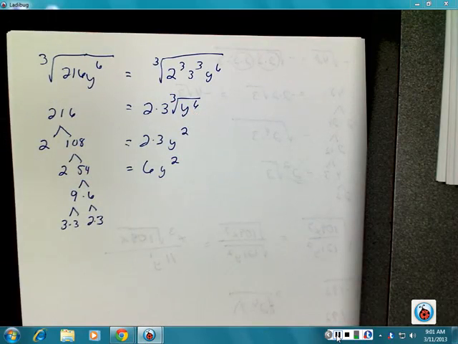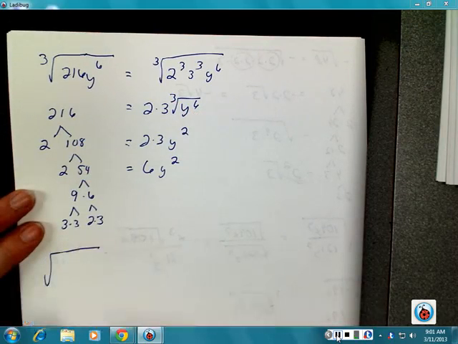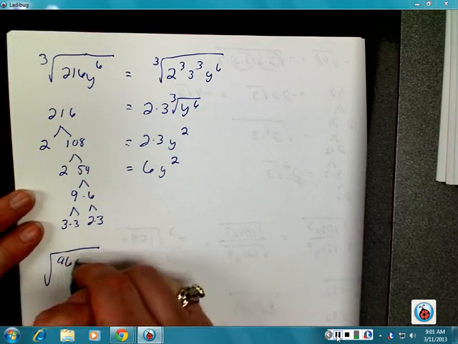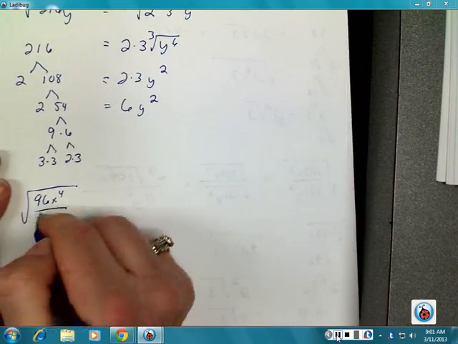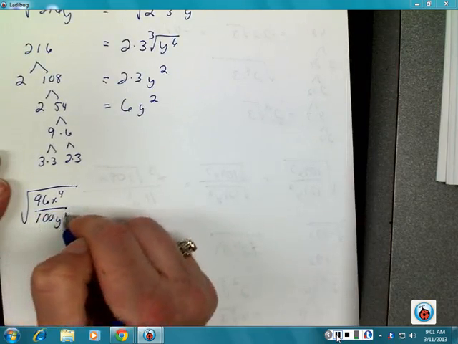Again, it's just a matter of breaking these things all apart, coming up with what you would possibly have with them. How about this one? Square root of 96 x to the 4th over 100 y to the 14th.